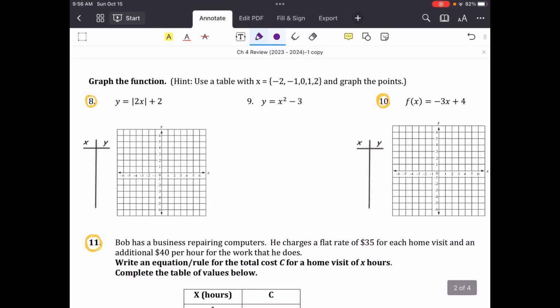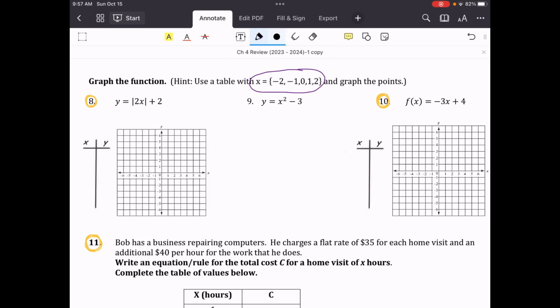Here we have question 8 and 10, which are done very similarly. I'm going to focus on question 8. I may do 10 if I have time, but let's just look at 8 first. They want us to graph this function using the domain values of -2, -1, 0, 1, and 2. These are our x values. We're going to plug into our equation for x and see what y we get out as a result.